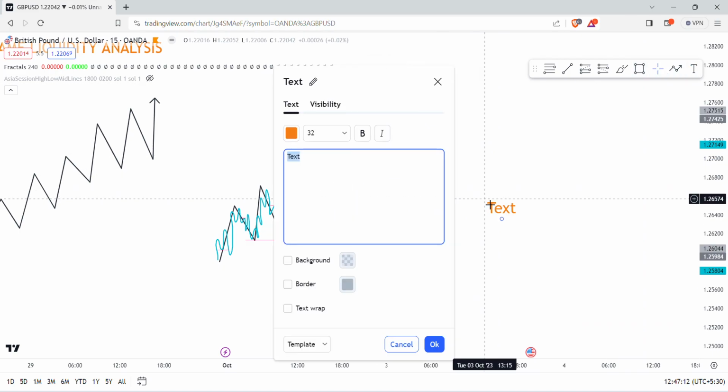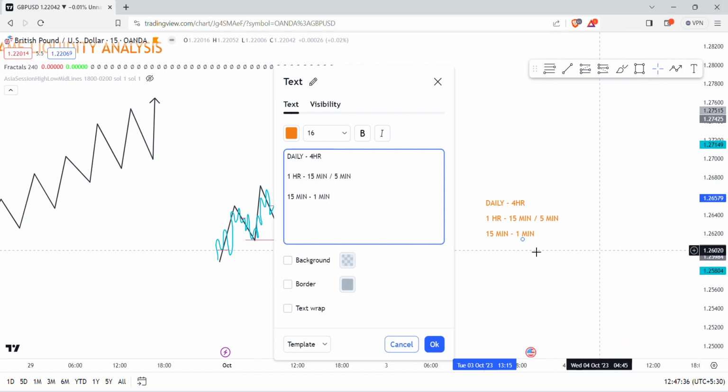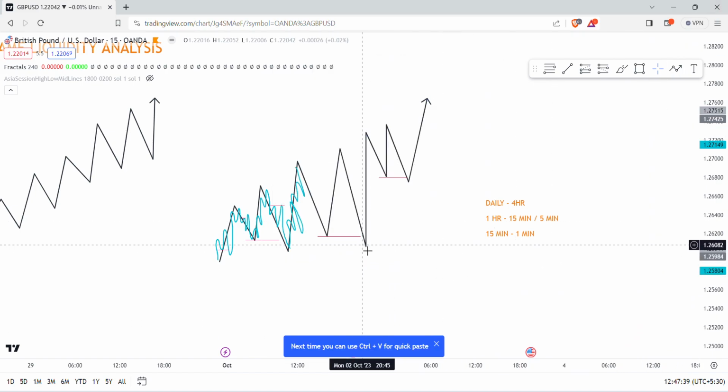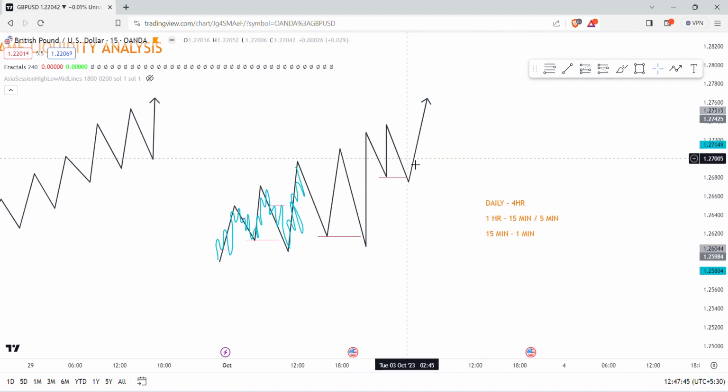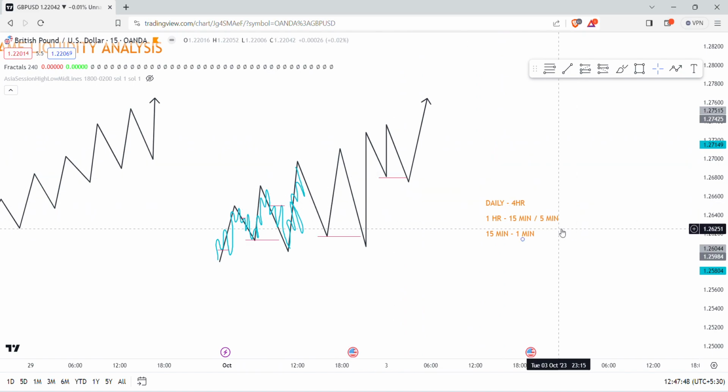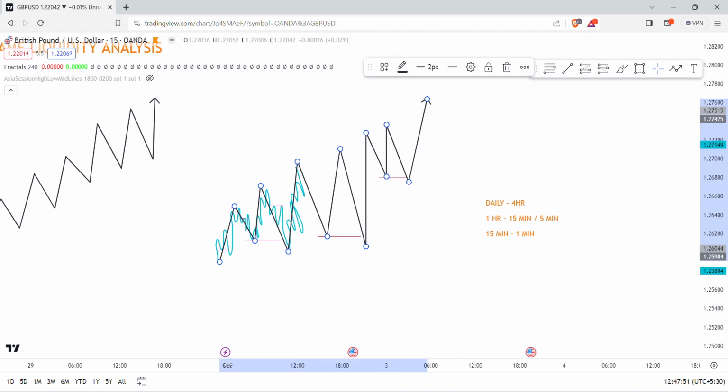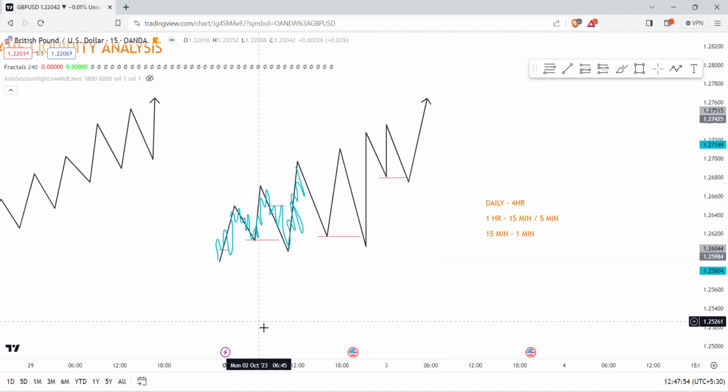So I will give you the time frames which you should look at. It is very important. Daily, 4-hour, 1 hour, and 15-minute or 5-minute, 15 minutes and 1 minute. If you assume the black as the daily liquidity, the blue is the 4-hour liquidity. If you assume the 1 hour as the daily liquidity, the blue is the 15-minute and 5-minute liquidity. If you assume the black as the 15-minute liquidity, the 1-minute structure will look like this from the liquidity standpoint.